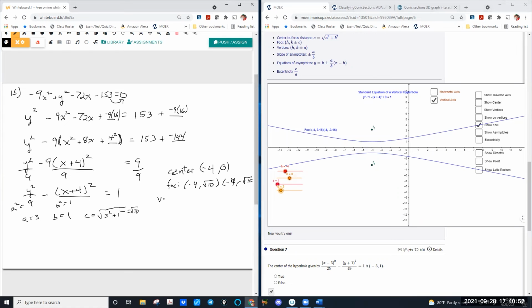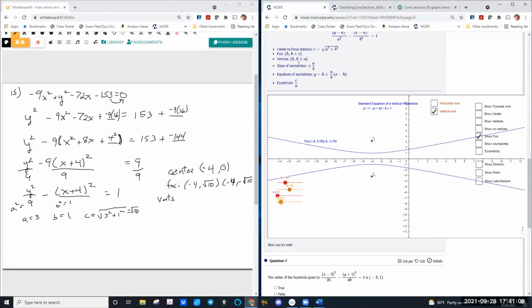Our vertices. The vertices are kind of like the vertices on a parabola. It's this point here and this point here. To find the vertices, you can kind of see it. I know it's kind of small now, but finding the vertices is very similar to finding the foci, except all you do is add a and subtract a from the k value. A is 3. So -4, 3, and -4, -3. Those are our vertices right there.